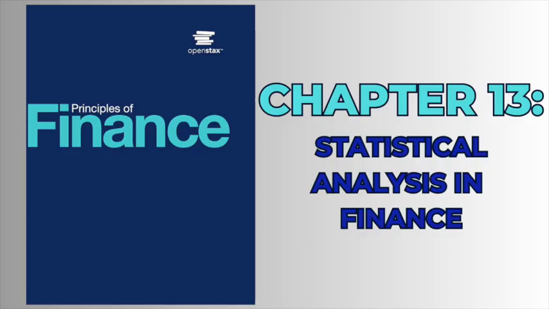Formula for the population variance: σ squared equals the sum of (x minus μ) squared, divided by N.